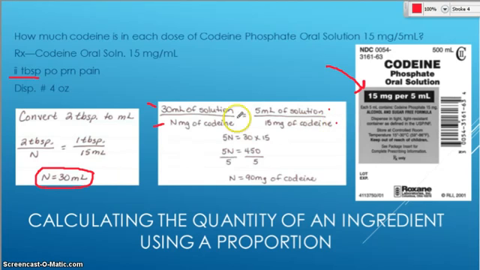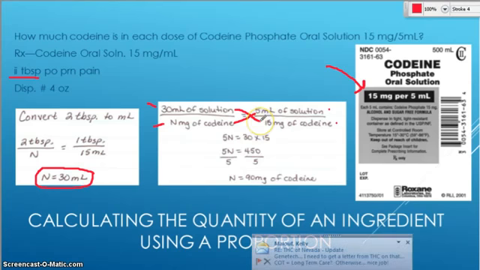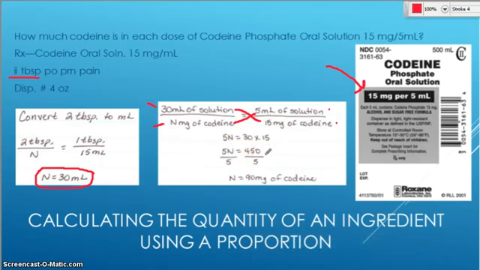Cross multiplication, 5 times N is 5N, and 30 times 15. 30 times 15 is 450. And we divide both sides by 5, just like we always do. Whatever's with the letter is what we divide by. And we found that there's 90 milligrams of codeine in every dose that this doctor has prescribed.